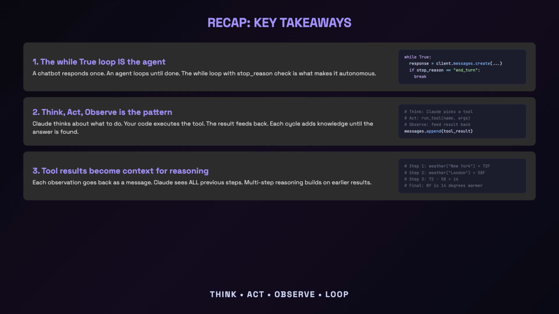Recap. 3 key takeaways. First, the while true loop is the agent. It keeps running until Claude says done. Second, think, act, observe is the pattern. Claude reasons. Your code executes, results feed back. Third, tool results become context. Each step builds on the last. Multi-step reasoning.